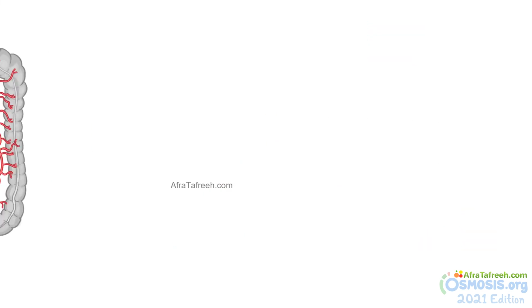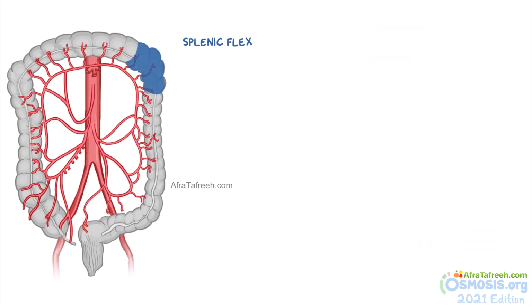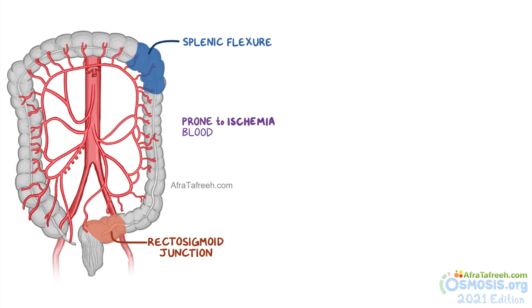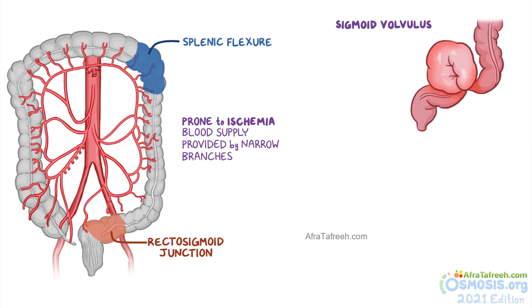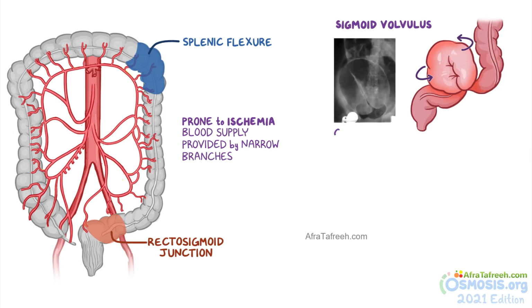The watershed regions of the colon include the splenic flexure and the rectosigmoid junction, and these regions are more prone to ischemia, due to the fact that their blood supply is provided by narrow terminal branches of the superior mesenteric artery and inferior mesenteric artery. Sigmoid volvulus happens when the sigmoid colon twists around its mesentery, causing obstruction in the descending colon, and it can cause the coffee bean sign on an X-ray.